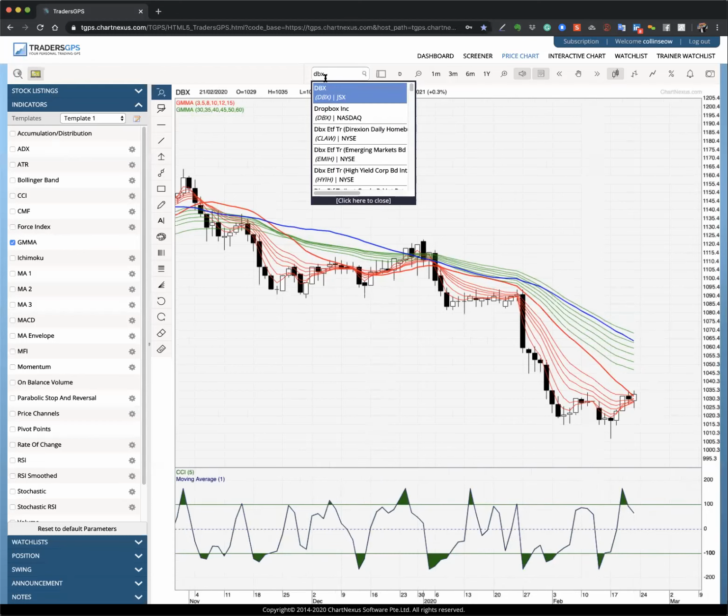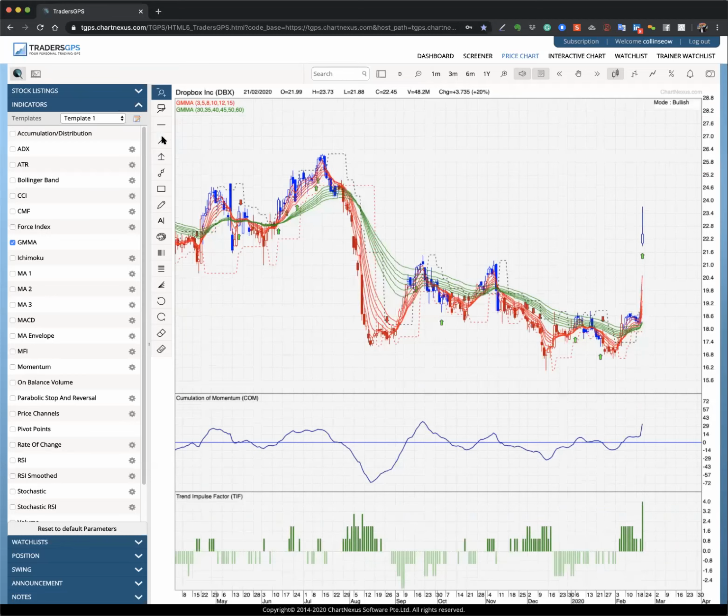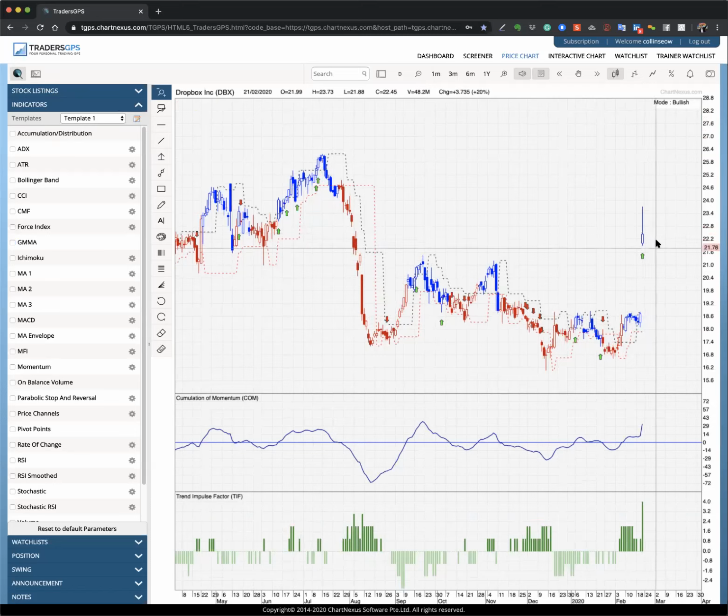DBX. Position daily. Okay, this is a very big gap. This is a very big gap. So the likelihood is this stock may pull back first. It may pull back to give you a better entry.